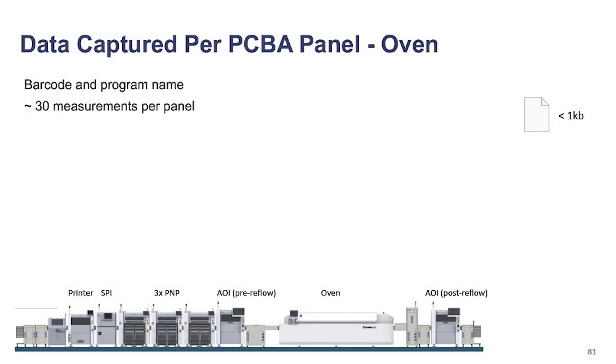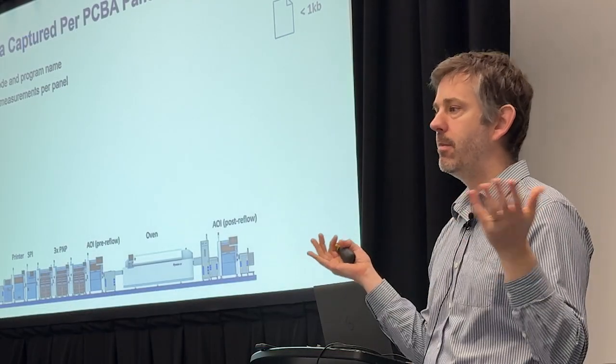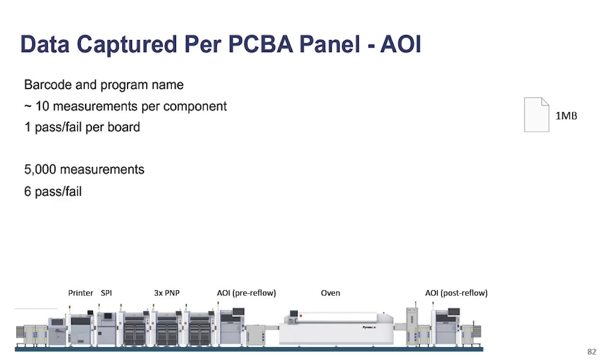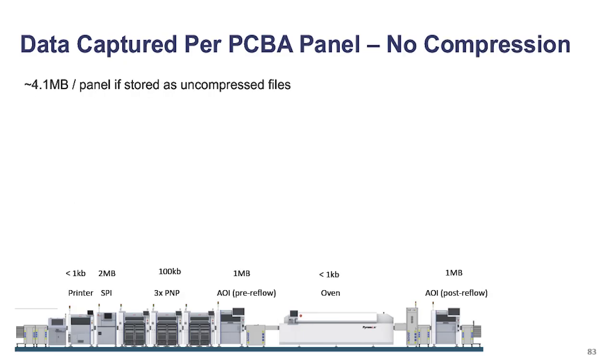Again, the oven, there's not a whole lot of data in there. Maybe just like a set point and an actual measurement for each zone, maybe 10 to 30 different numbers. Again, small. The AOI, not quite as much as the SPI because it's by component, not by pad, but similar, maybe like a 1 megabyte file. So you put all this together and you would say, okay, if I wanted to just save all these files on my hard drive, it'd be about 4 megabytes of data for every PCB.